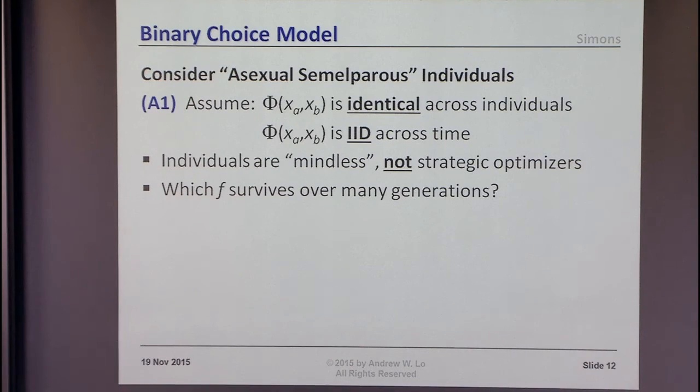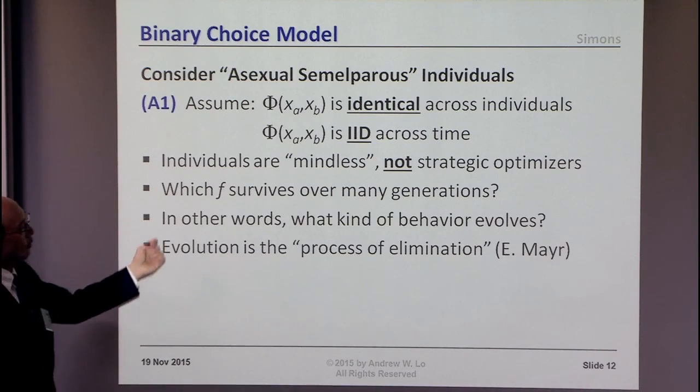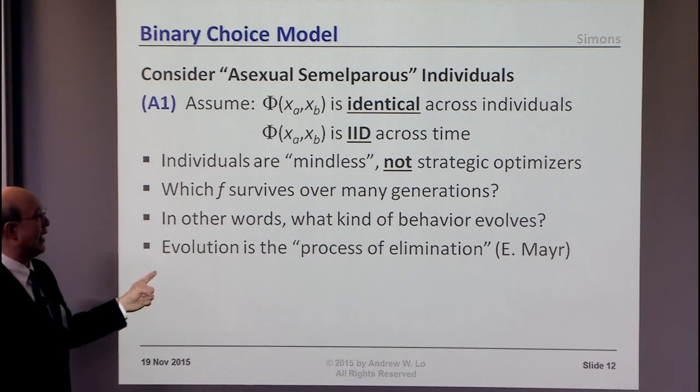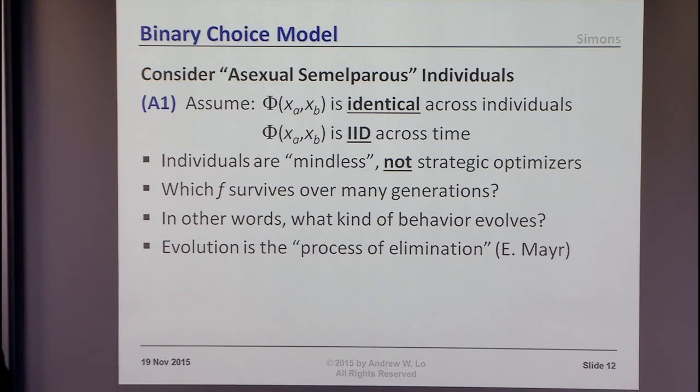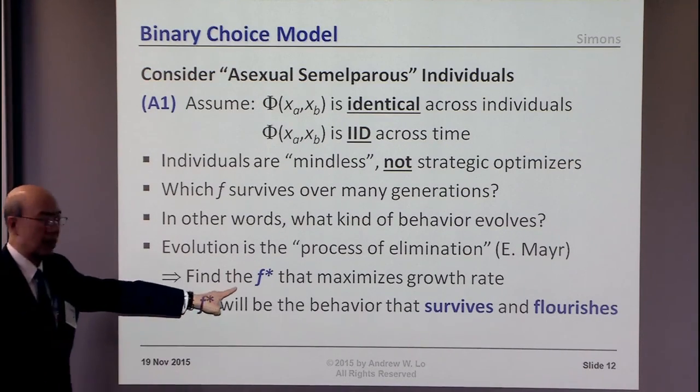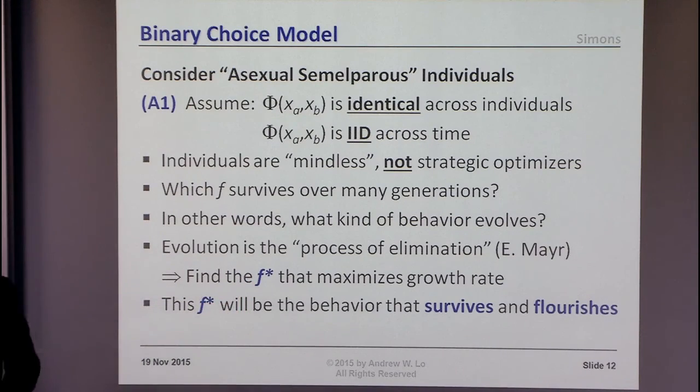Which F survives? In this very simple framework, can you find an F that survives over many, many generations beyond all other Fs? It turns out that what I've described just now, you can actually calculate what Ernst Mayr called the principle of evolution, the fact that it's the process of elimination. You can find an F that grows the fastest in just what I've described. And that F star, the one that has the maximal growth rate, that's the behavior that emerges through this very, very artificial evolutionary selection process. Okay? So let me show you how.